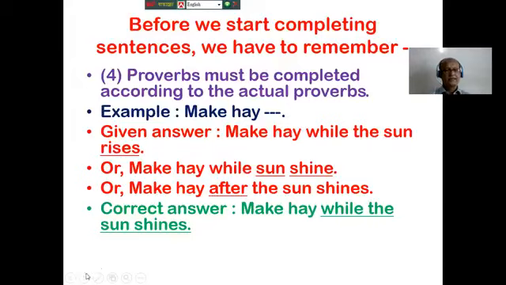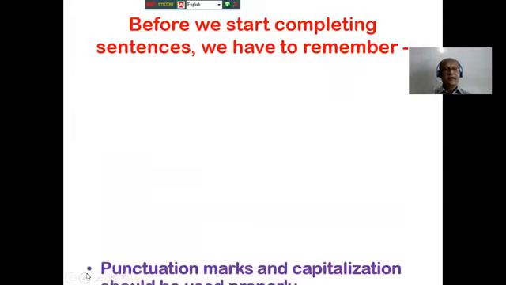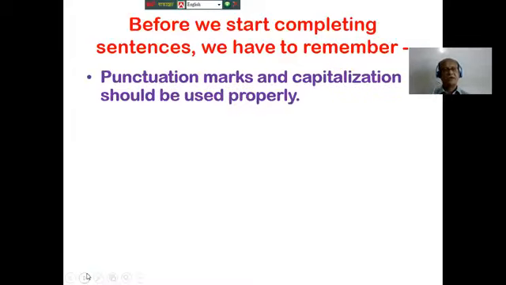Next point: punctuation marks and capitalization should be used properly. That's a very important point which students often ignore. They think, okay, it can be accepted, maybe it doesn't matter. It matters.